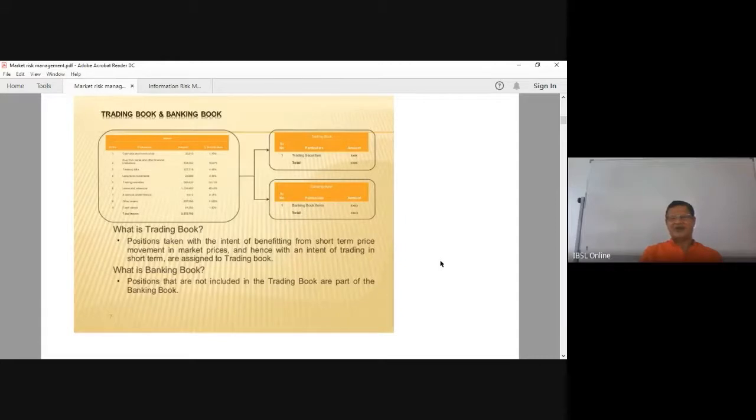If you have some stocks which you want to hold as a strategic investment, then you can move them into your banking book. But generally, all the stocks will be held in the trading book. Similarly, gold will be held in the trading book, and your holding in foreign currency also will be in the trading book.